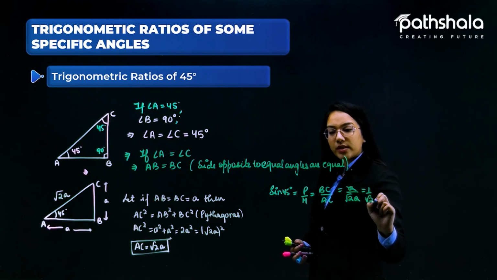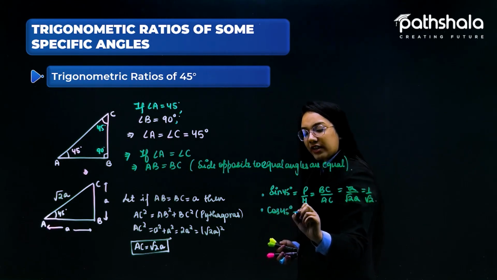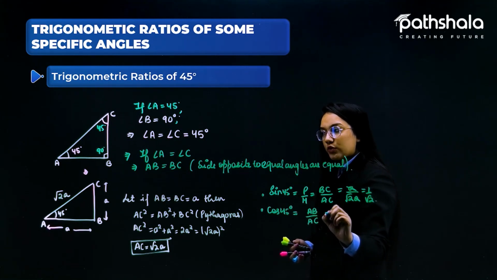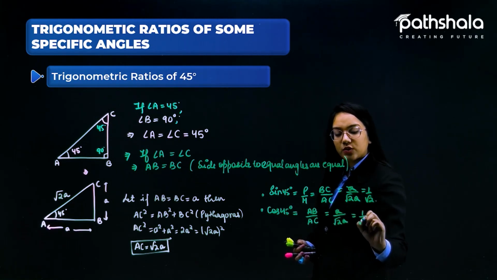We are getting 1 by root 2 as the answer. Now let us suppose I am talking about cos of 45 degree. Cos of 45 degree is nothing but base by hypotenuse. This is AB divided by AC, so this would be nothing but A by root 2A. A and A get cancelled with each other. This is 1 by root 2.